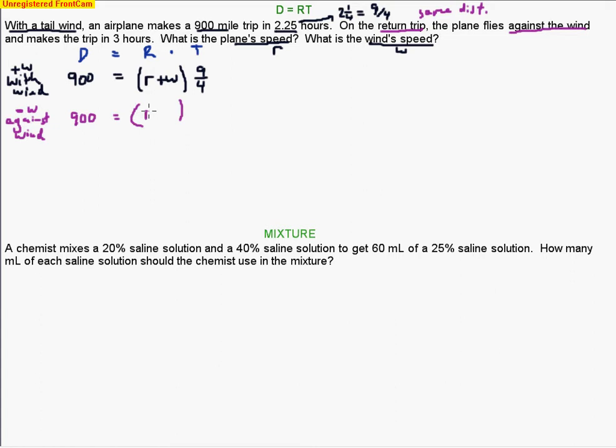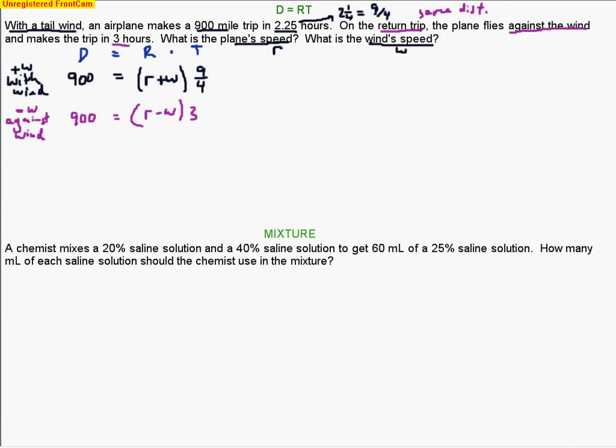And so right away I know it's going to be R minus W. And it says it takes 3 hours. So you can see it always takes longer when we're going against the wind because it's harder. The wind's working against us rather than with us. So we'll put that 3 in there. Now we're ready to solve.